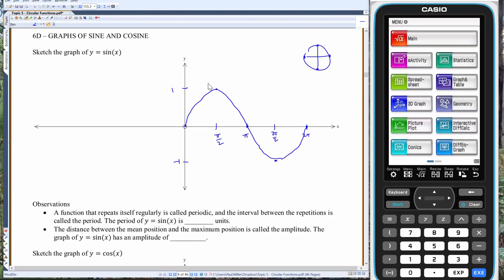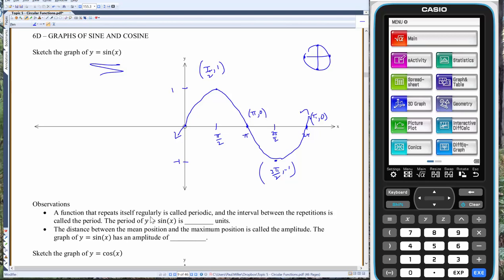When we sketch graphs, we list key features. So this maximum here is pi on 2, 1. This minimum here is going to be 3 pi on 2, -1. And our intercepts are when x is pi, y is 0, and when x is 2 pi, y is 0. Now remember that this function will continue along there and continue along there. So we're going to put some arrows because it doesn't say over what domain.